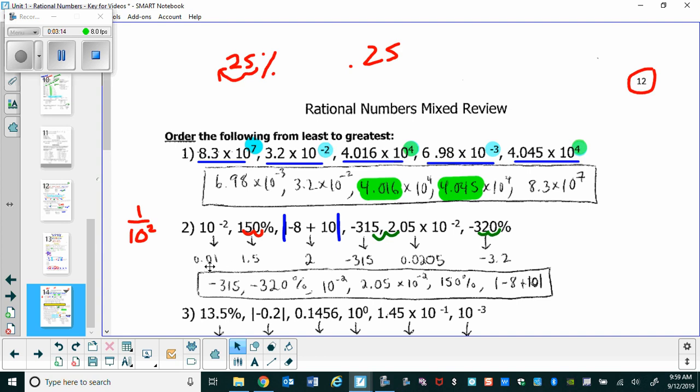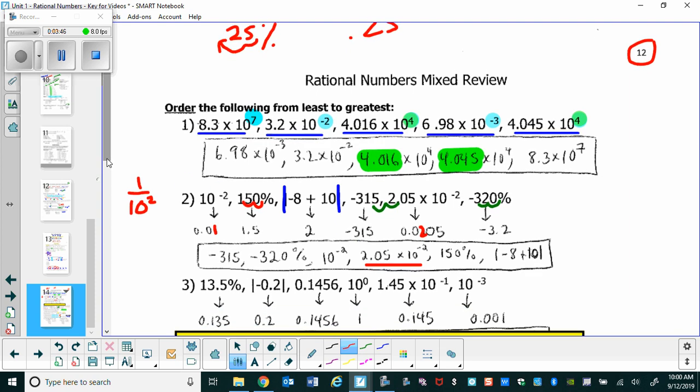Now we've got this 0.01. This 0.1 right there is smaller than this 0.2. So that's why the 1/100th comes next, right here. Now I've got the number in scientific notation. Now my 1.5, so the 150%. And last but not least, 2 is the biggest number that we have. And notice I'm writing these answers in order from least to greatest in their original format.